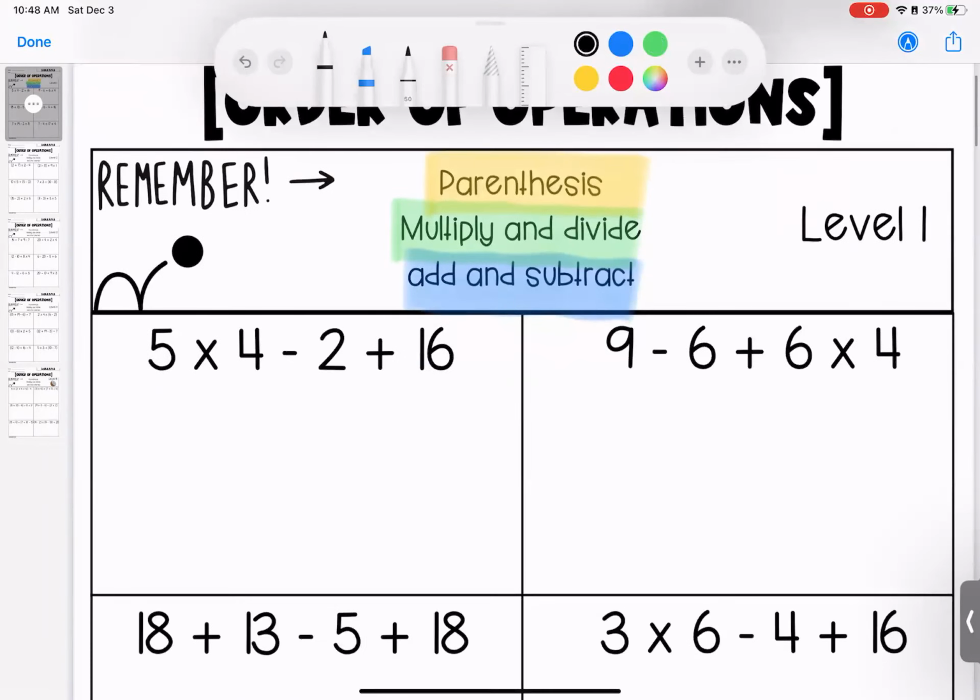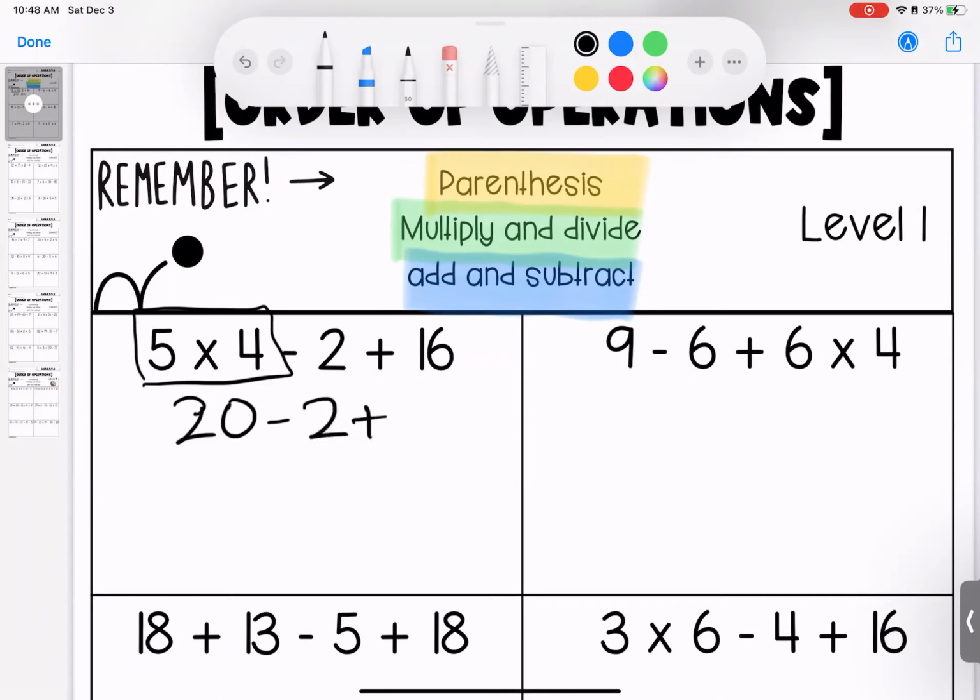So for these level one questions, there are no parentheses. You will see them later on in the week in further levels, but for this one, there's no parentheses. So we're going to start with multiply and divide. And what I'm going to do is go through and find that in the question. So I have 5 times 4. That's the only thing that would be in this level. 5 times 4 is 20.